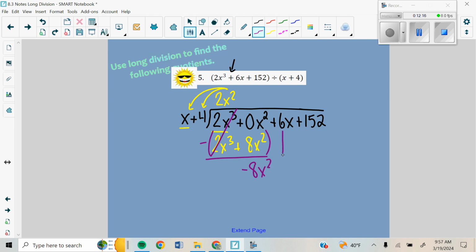And we're going to bring down our plus 6x. I have x, and I need to make it into -8x squared. So I'm going to multiply by -8x. And I'm going to ask you guys to pause here and try finishing out the rest of the problem on your own. And then when you come back, you'll be able to see how I finished working out our problem.